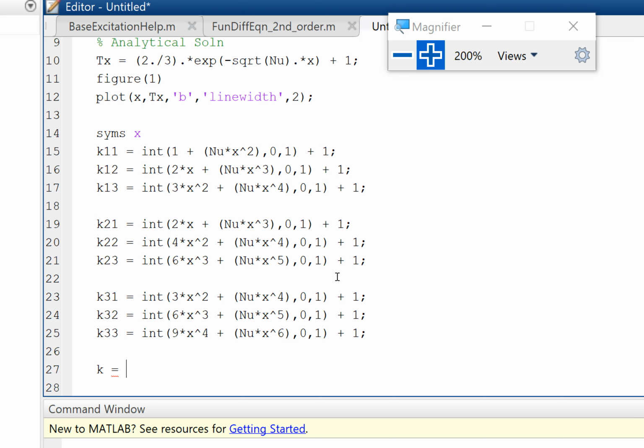Nice. People are getting the programming. That's good. That's a plus, right? So this would be K11 space K12 space K13 semicolon. I'll do dot dot dot so you can see it easier.